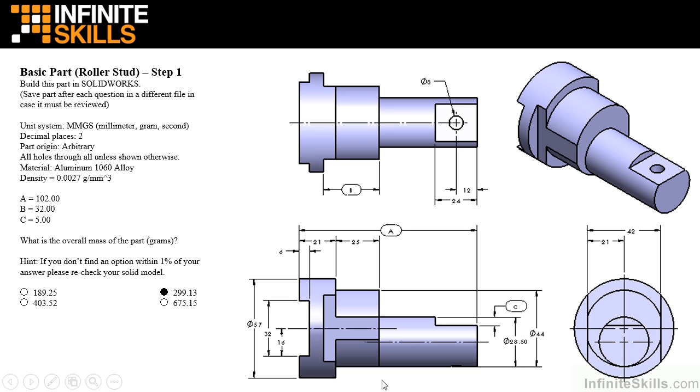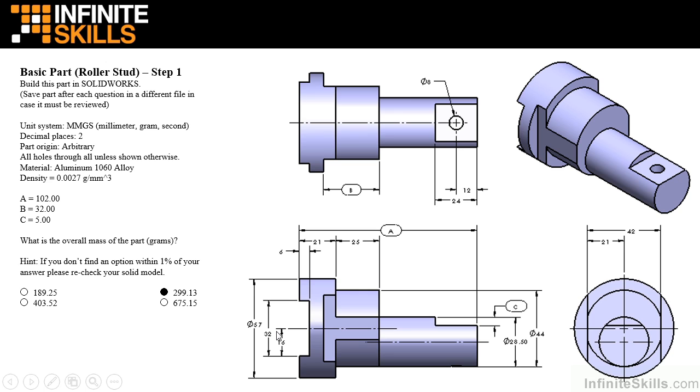Now let's take a look at the part. This part consists of 3 cylinders. The diameter 57 and diameter 44 cylinders are concentric, while the diameter 28.5 cylinder is eccentric, as you can see in the front and right side views. You will also notice we have 2 flats that are parallel to one another, shown in the top view and the pictorial view, along with a flat on top of the part with a through hole. The last feature we have is an extruded cut feature at a size of 6 by 32 millimeters.